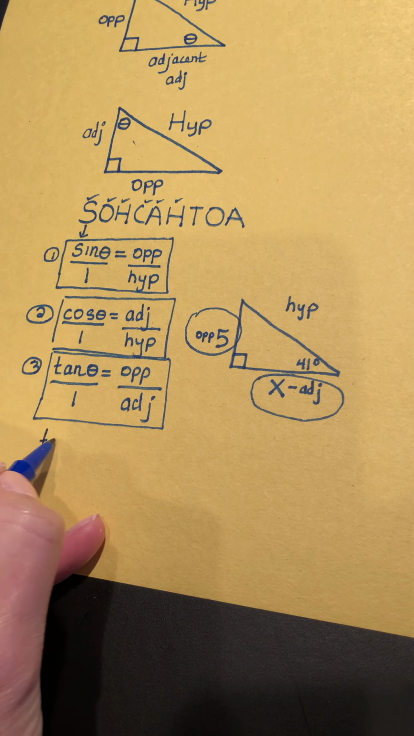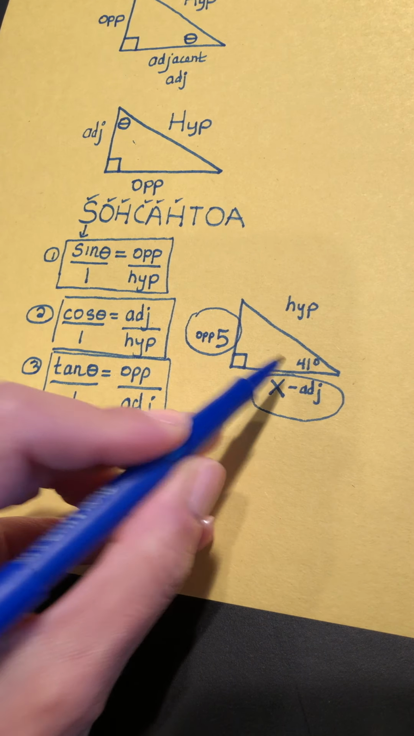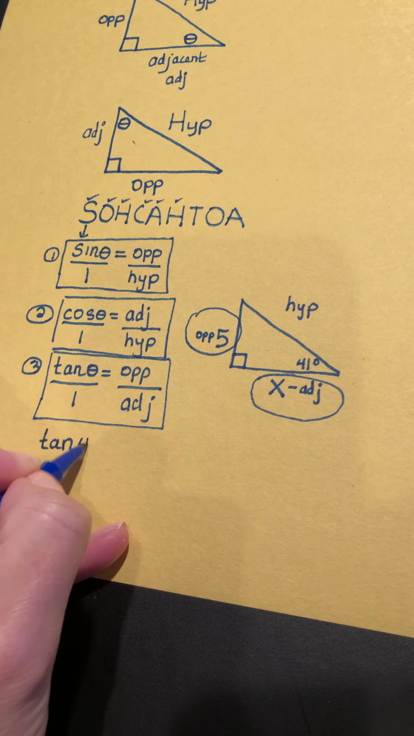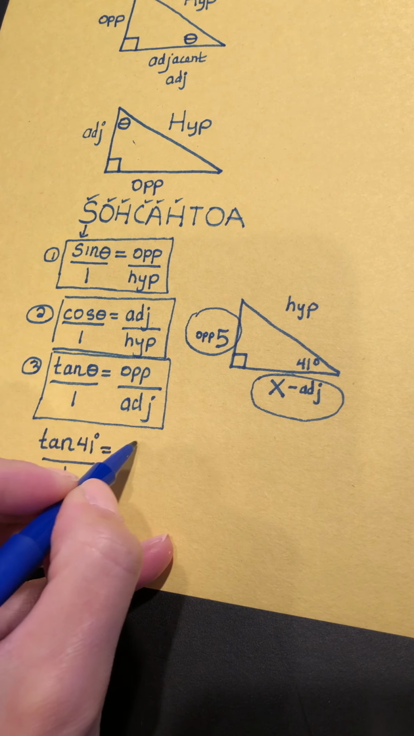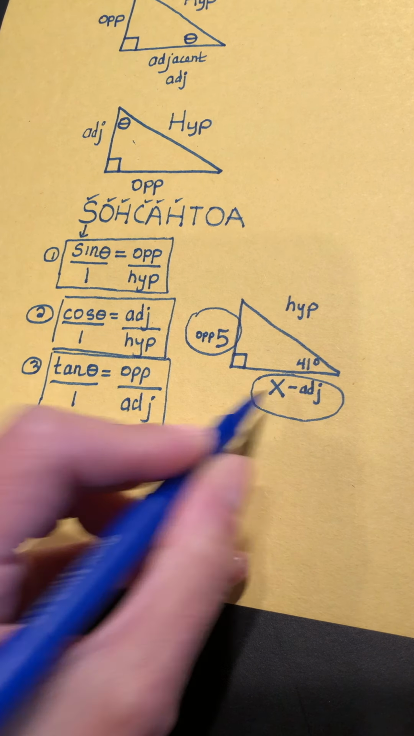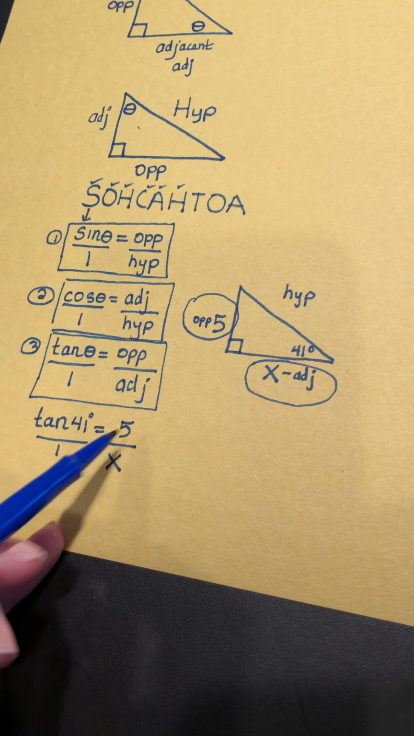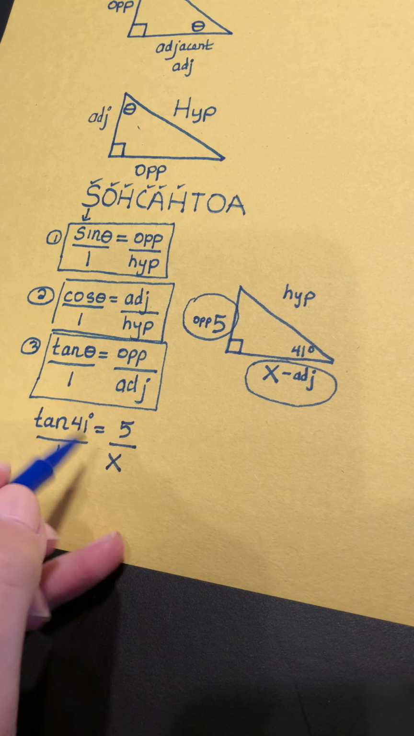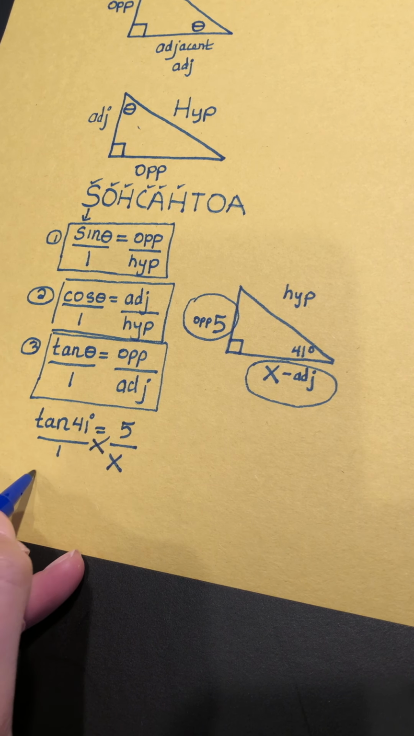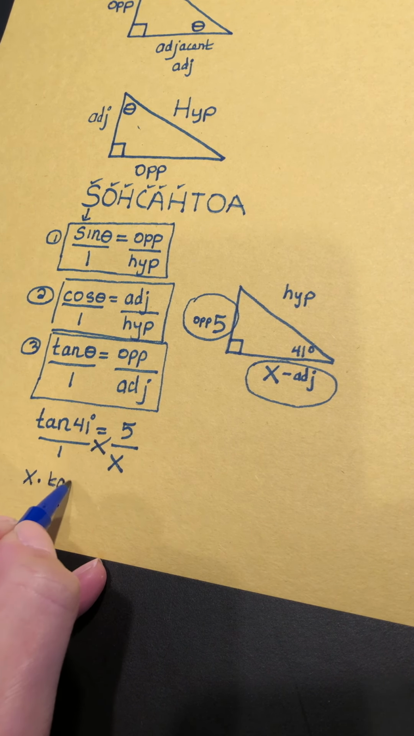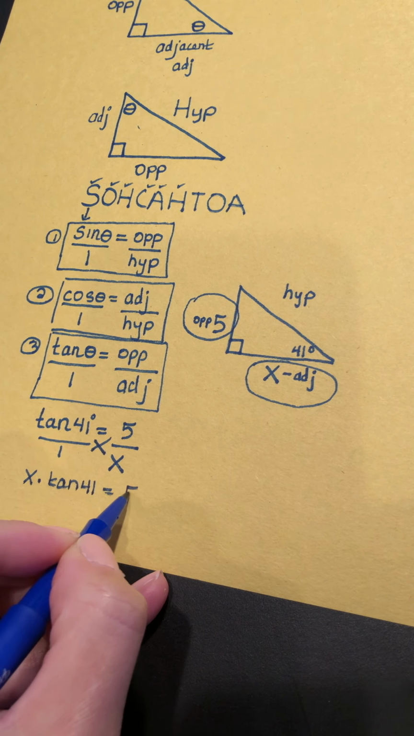So the tangent of theta, now remember, theta is the angle, so the angle here is 41 degrees. So I'm going to write tangent of 41 degrees over 1 equals opposite, which is 5, over adjacent, which is x. Now, we know that to solve a proportion, we can cross multiply. So I'm going to cross multiply. This is x times the tangent of 41 degrees equals 1 times 5, which is just 5.